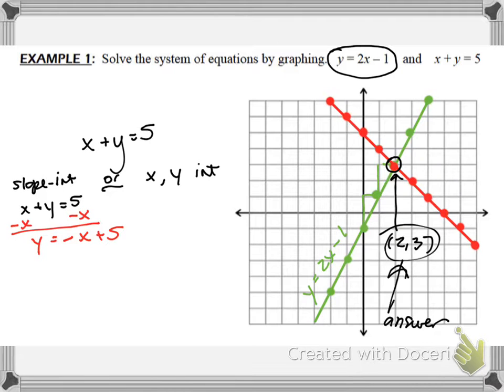Remember, on a test or a quiz, you also have to support that answer by showing the graph. If you just write the ordered pair 2, 3 and you don't have a graph to support it, you're probably not going to get full points.